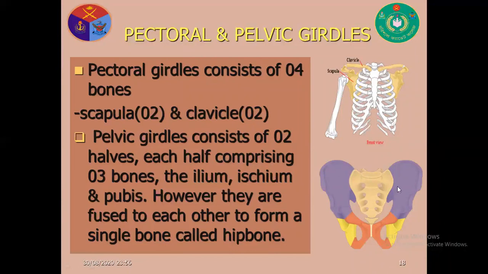But each half consists of 3 bones: the ilium, ischium, and pubis. These 3 bones fuse in the mature condition and form 1 bone, so it is counted as 1 bone. On the other side, it also consists of 3 bones, ilium, ischium, and pubis, and these 3 bones form a single bone called the hip bone. So 2 hip bones are found in the pelvic girdle. And this is the sacrum and this is the coccyx.